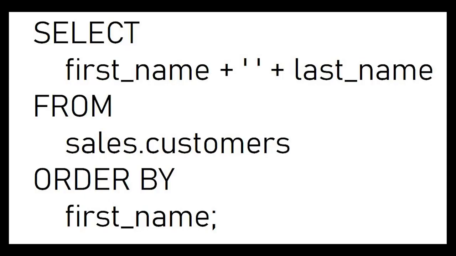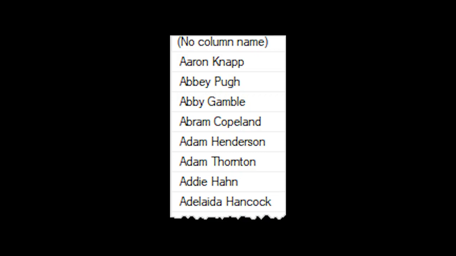To get full names of customers, you can concatenate the first name, space, and the last name using the concatenation plus operator as shown in the following query. SQL Server returned the full name column as no column name, which is not meaningful in this case. To assign a column or an expression a temporary name during the query execution, you use a column alias.